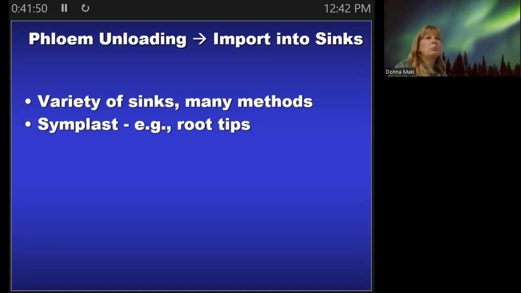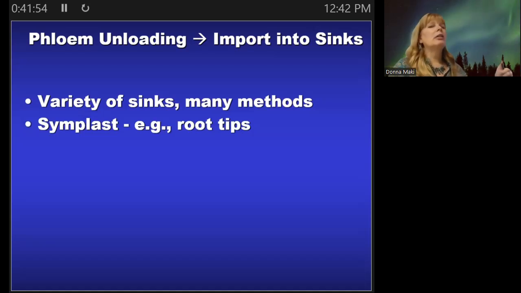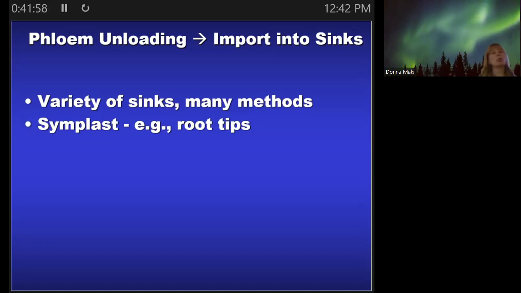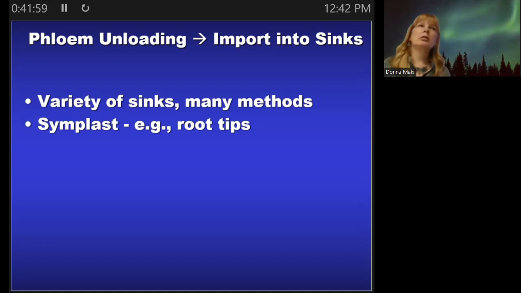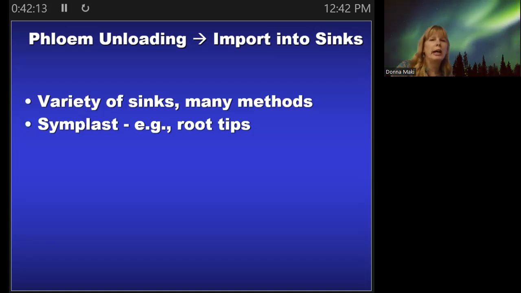Experimentally, they can demonstrate that it's symplastic, and they've done a lot of work with root tips, how sugar gets to the growing root tip. Of course, root growth and development is hugely important, as we'll learn, because the next topic will be all about roots and how they have to absorb water and minerals from the soil. So you need a good root biomass.